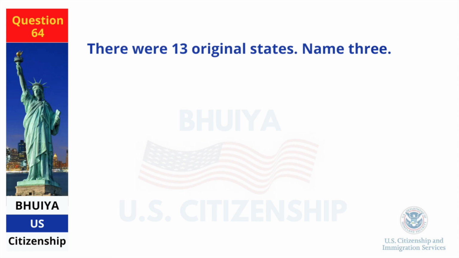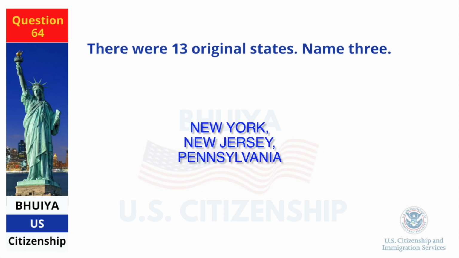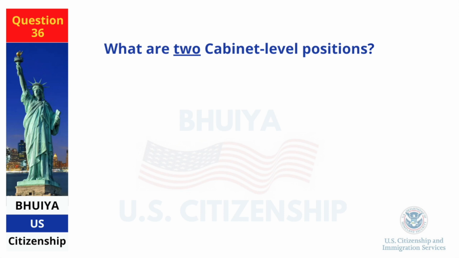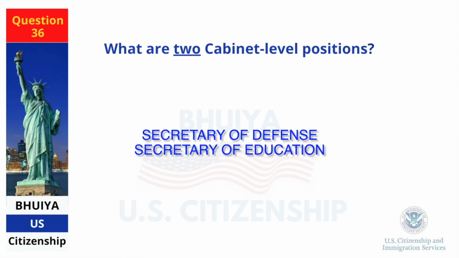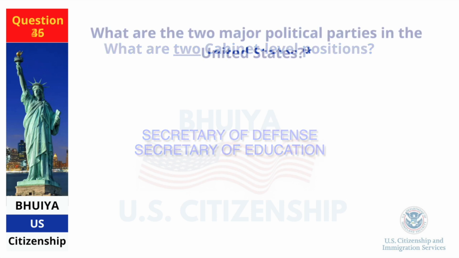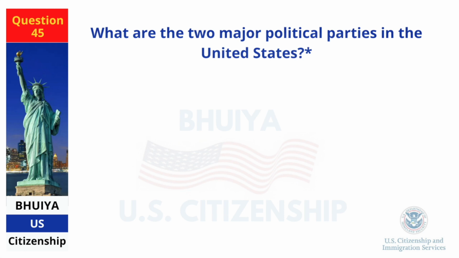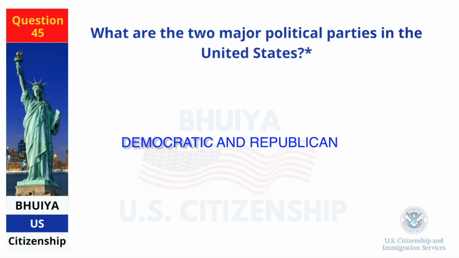There were 13 original states. Name three. New York, New Jersey, Pennsylvania. What are two cabinet-level positions? Secretary of Defense, Secretary of Education. What are the two major political parties in the United States? Democratic and Republican.